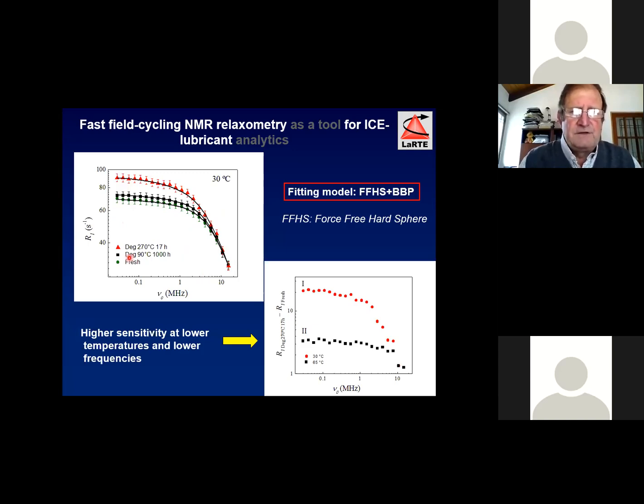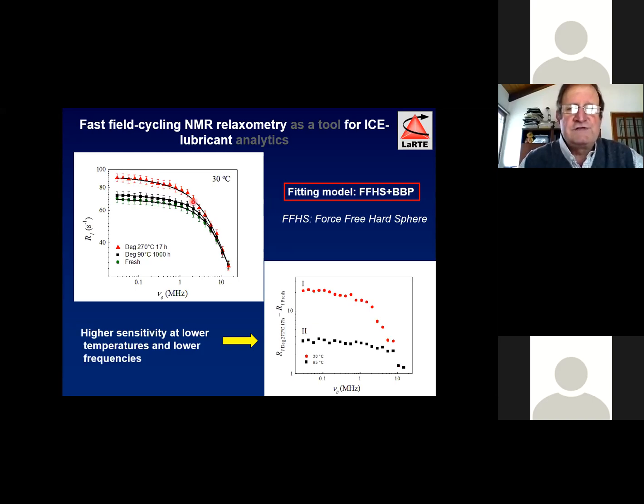And you see here the fresh oil, green. This is the degradation at 90 degrees over 1000 hours, the black, yeah? And the red, just 17 hours at 270 degrees. So what we see here is that essentially 90 degrees over 1000 hours are not very important in degrading the base. Just remember that here we do not have the additive pack. It's just a mineral base.